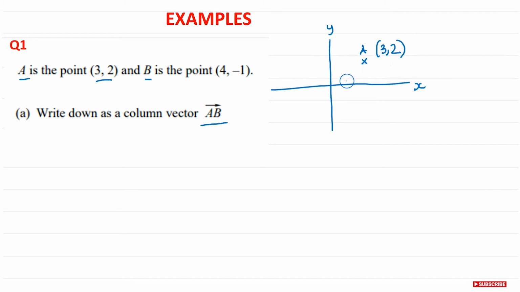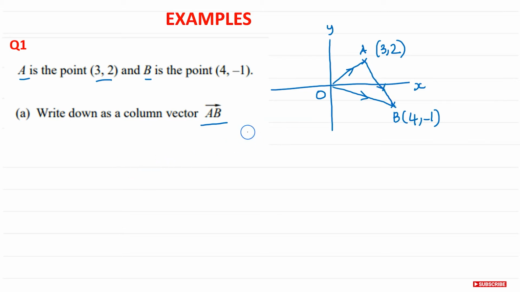And then point B is at (4, -1). So let's say (4, -1) is here. So this is point B. Now remember, this is the origin here. So what you're actually given are position vectors. So if I do OA right there, that's my position vector. And if I do OB, that is my position vector. Now, if I want to write AB, I just need to connect these two.